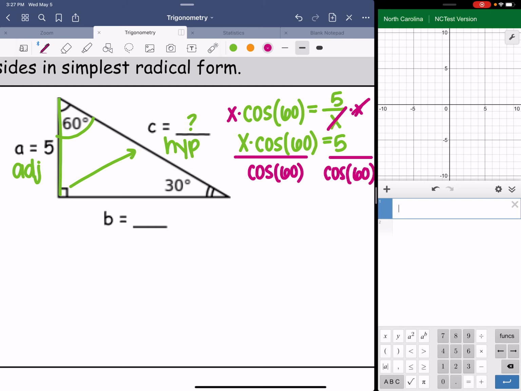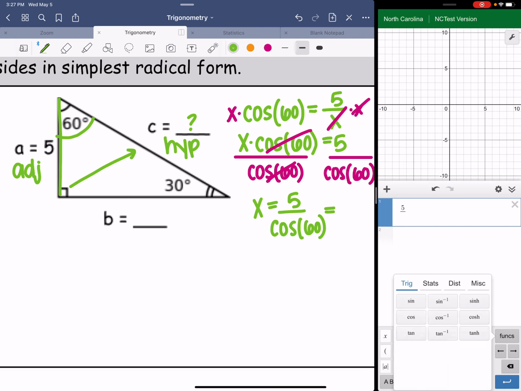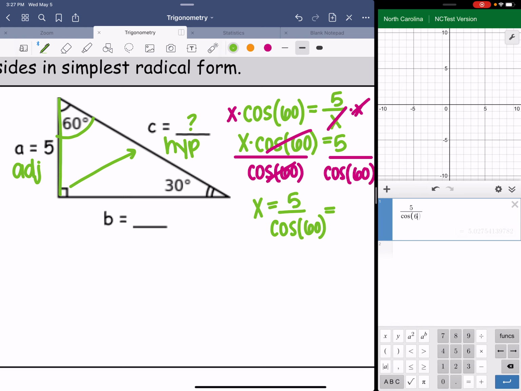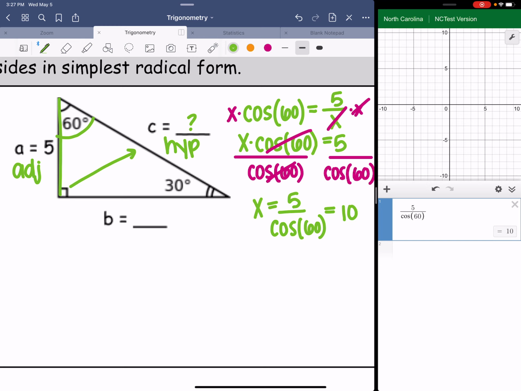And that eliminates the cosine 60s on the left-hand side of the equation. So now that gives us x equals 5 over cosine 60. And let's see what that's equal to. So 5 divided by cosine 60 degrees, that's equal to 10. So our hypotenuse then is a length of 10. Now we just need to find that third side, b.